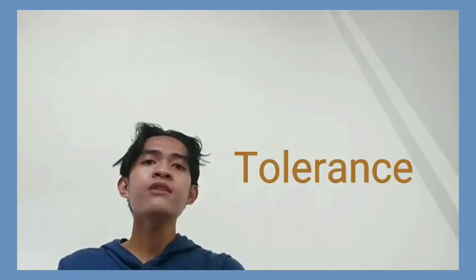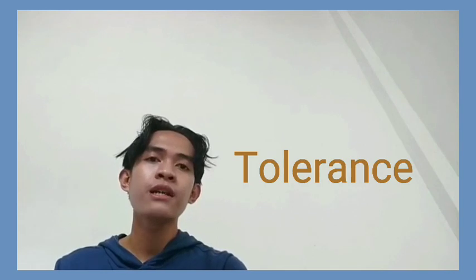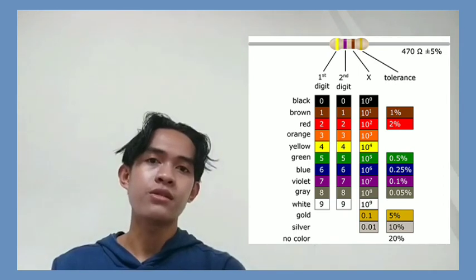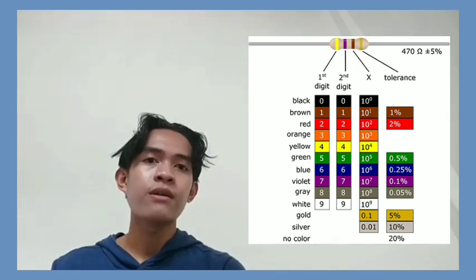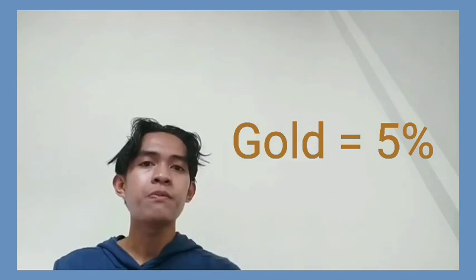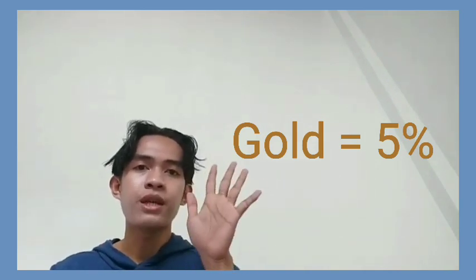To figure out how far off from the nominal value the actual resistance could be, we look at the 4th band on the standard resistor or the 5th band on a precision resistor. Refer to this figure for the color code for the tolerance of a resistor. Say that the 4th band of the 470 ohm resistor you have chosen for a project is gold. The color gold in the column labeled tolerance represents a tolerance of 5%.